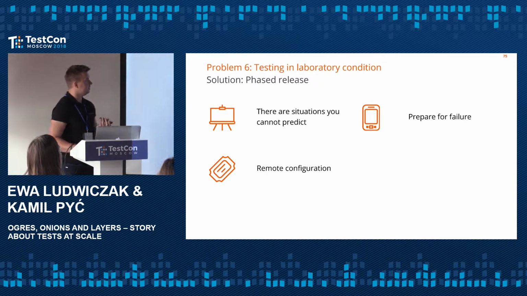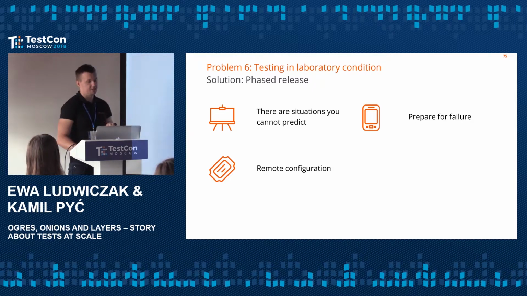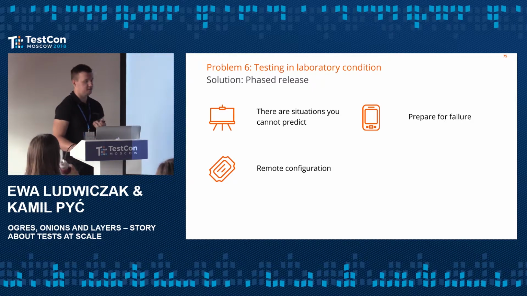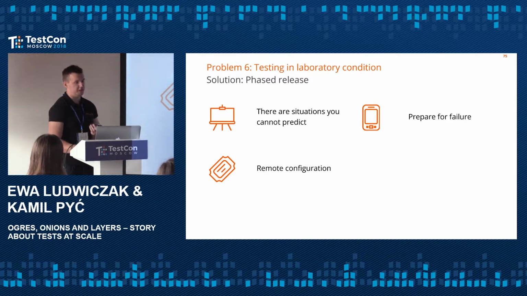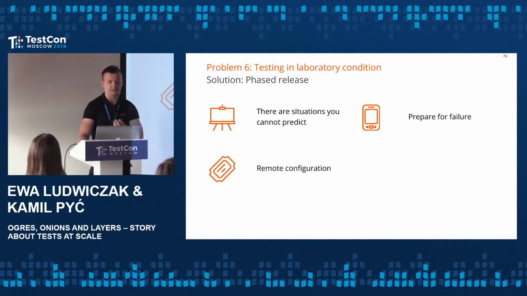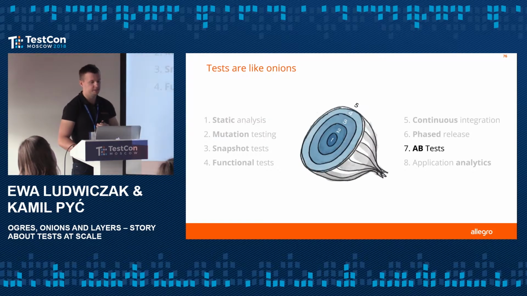So there are situations you cannot predict, so better prepare for failure. Instead of focusing on finding bugs, try to find solutions to minimize their impact. And remote configurations. Because an update cannot be reverted, it's a good idea to hide risky features behind feature flags, so you can always turn them on and off in case of failure.